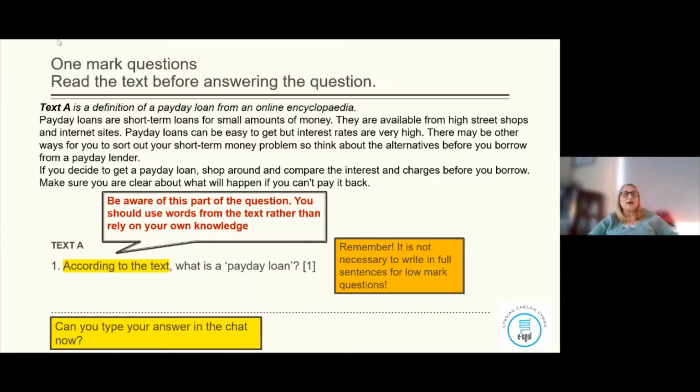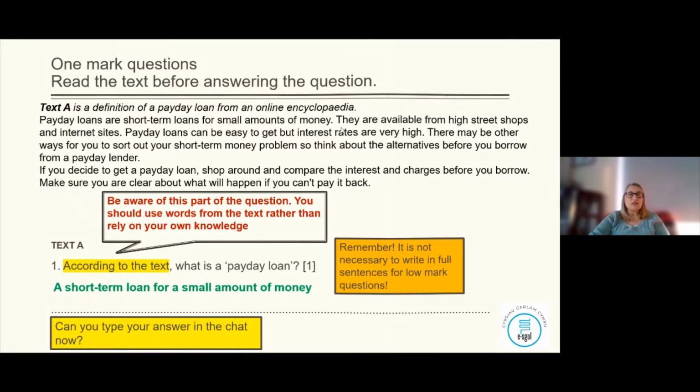If you look at the text here, if you can see my cursor, in the first sentence it tells us the answer straight away. It says payday loans are short-term loans for small amounts of money. So the question just requires you to copy that information from the text. The correct answer would be a short-term loan for a small amount of money. As I said before, you don't have to write that full sentence. You're just looking for the answer copied from the text. A short-term loan for a small amount of money would be the correct answer, and that would get you 1 mark. Okay, so we'll move on to the next one then.